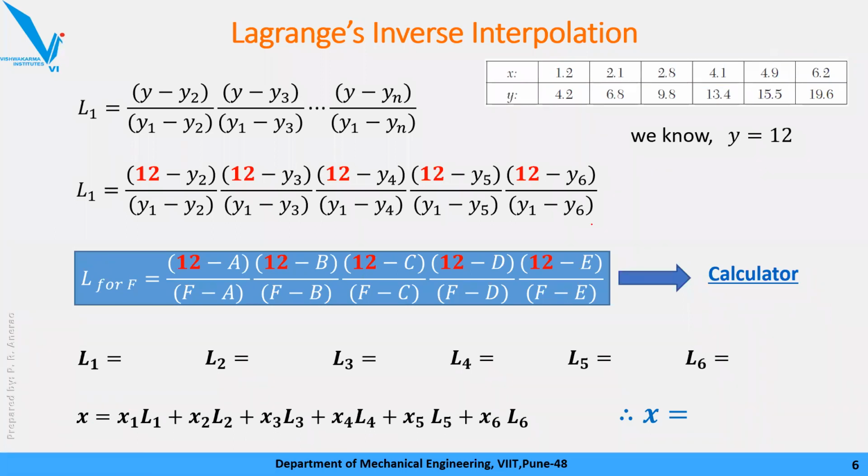So try this numerical. The problem statement is available in the Google form. The procedure is in front of your screen. Use the calculator to do the calculation. Then take the data of x, put all the values of L1, L2, L and x in this equation and calculate x. After calculating the value of x, put the output in the Google form along with your roll number.